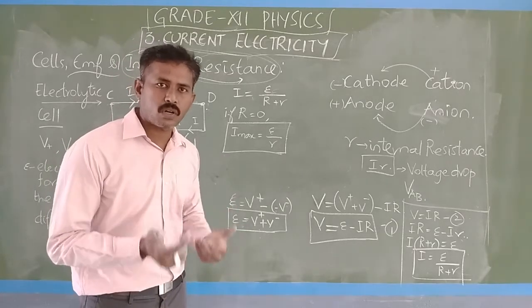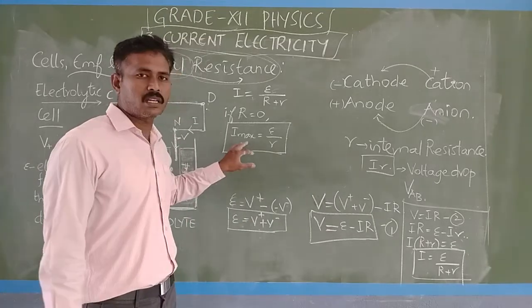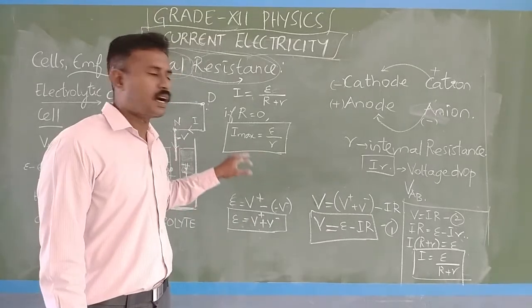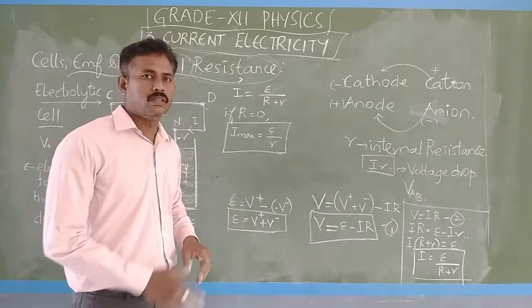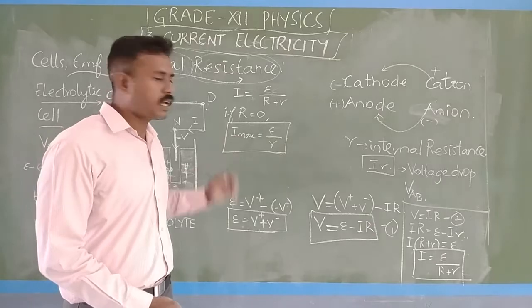That will cause damage to the cell if the value of the current exceeds Imax. Okay, so always it will be less than this Imax only.